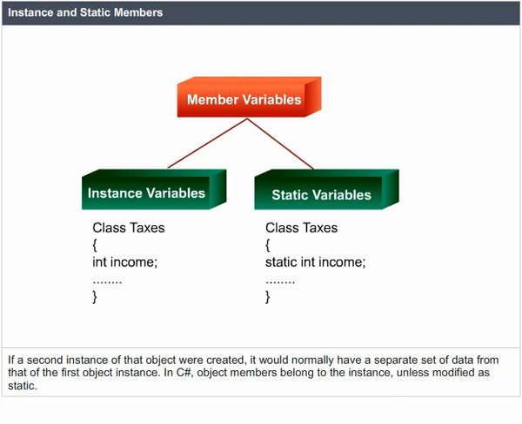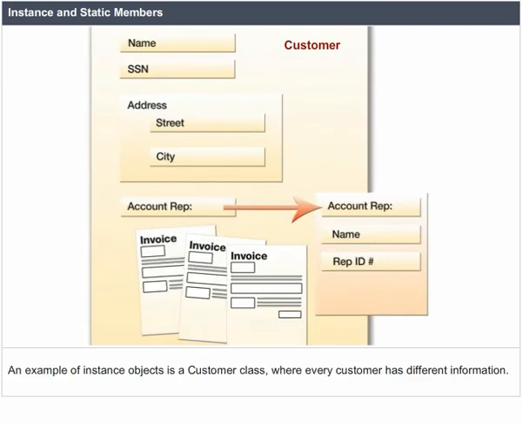In C#, object members belong to the instance unless modified as static. An example of instance objects is a customer class, where every customer has different information.